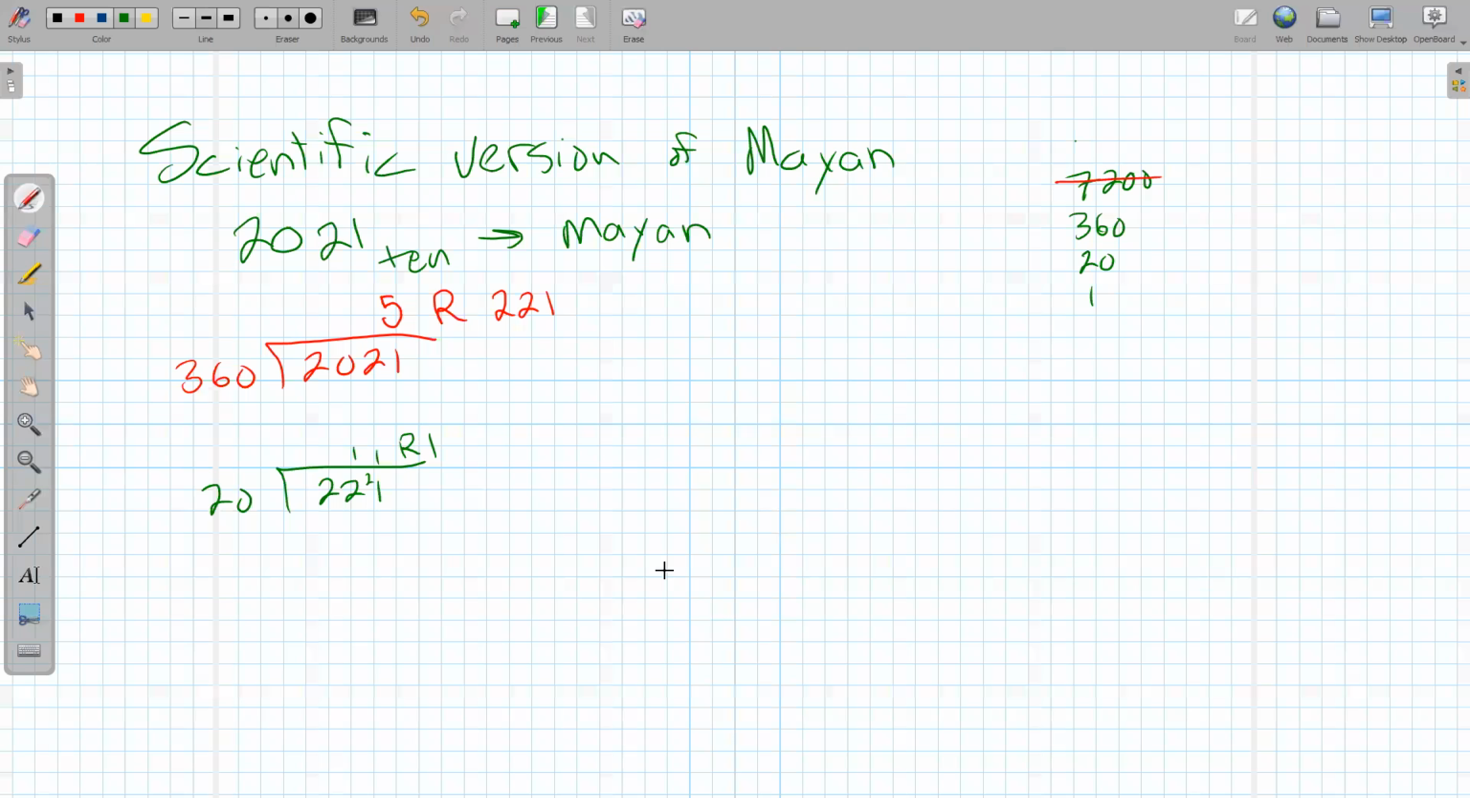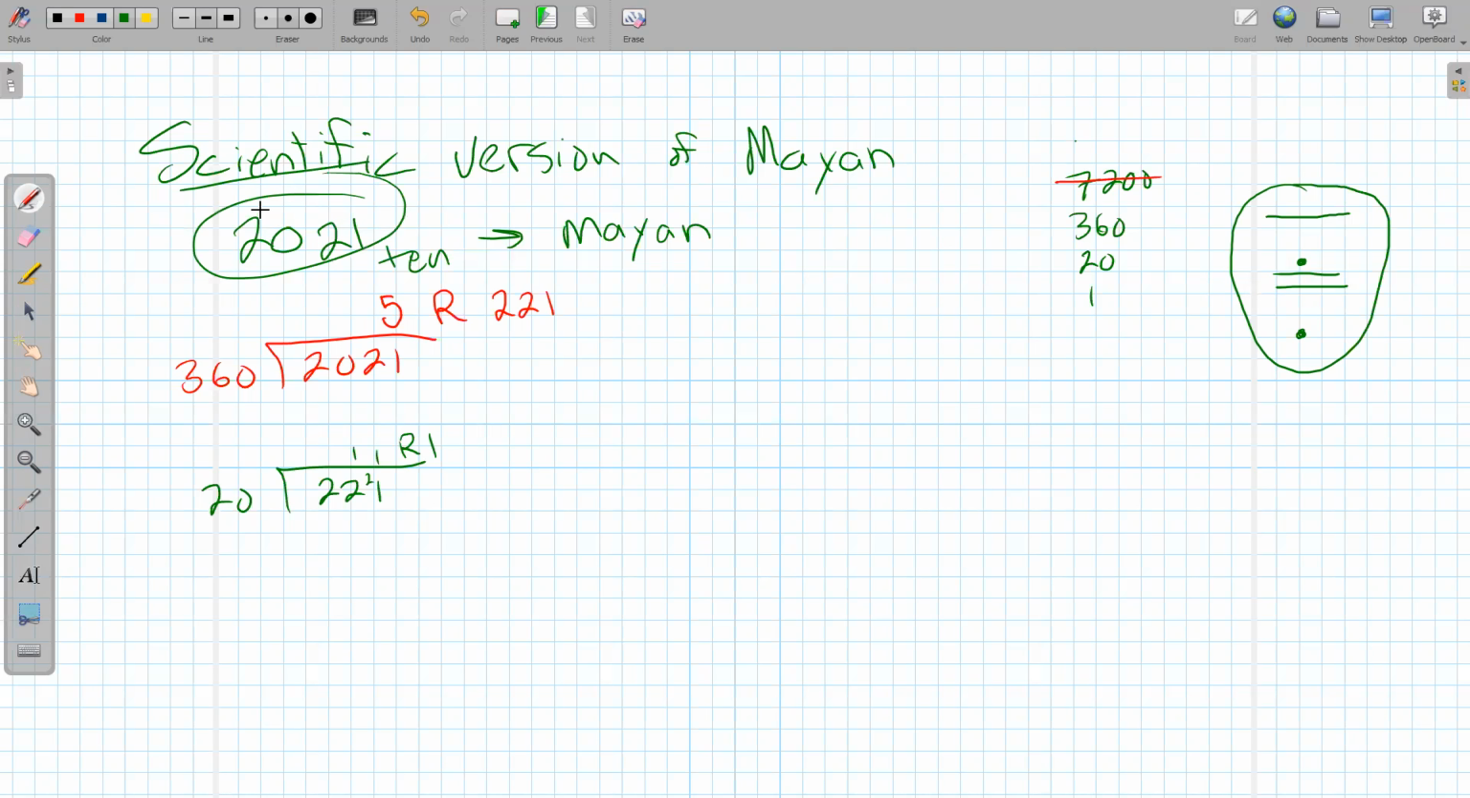So it goes in 11 times with 1 left over, and that's my 1, so I have this number right now in Mayan. At the top, there are 5 360s. So let's write it over here. That's just a bar. For the 20s, I found there were 11. So that would be bar, bar, dot for 11. And they always put the dot above the bars. And then there's just 1 for the bottom. So this says I have 1 360, I have 5, 10, 11 20s, and I have 1 1. So this would be the Mayan numeral in the scientific version for 2021.